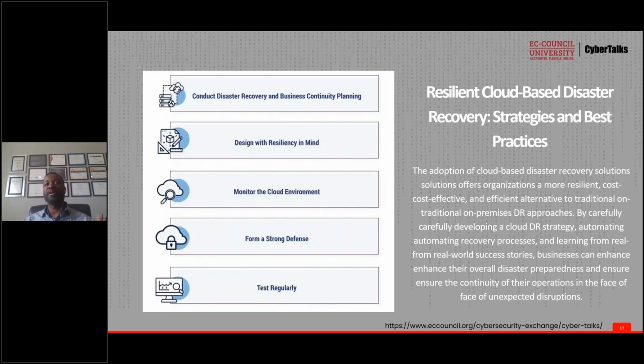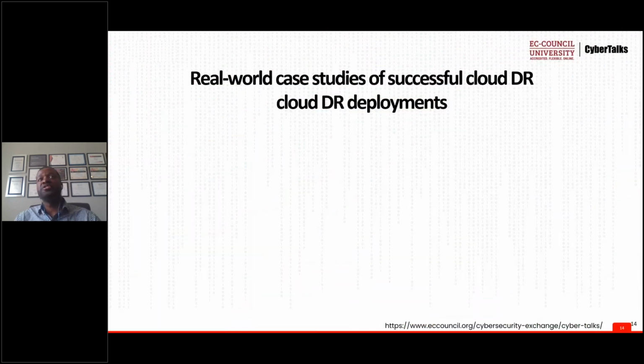And as the text on the right emphasizes, cloud-based DR is more than just a modern convenience. It is a strategic advantage when approached with the right mindset, the right tools, and the right practices. This is where the strategy meets execution. Real-world examples of organizations that successfully put cloud disaster recovery into action.